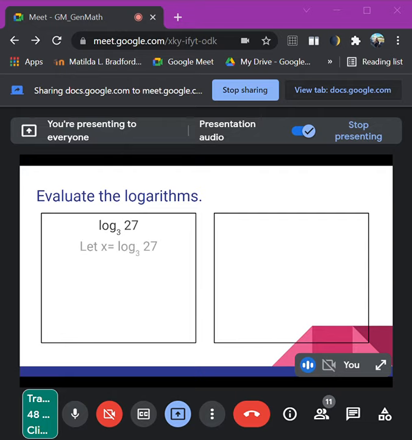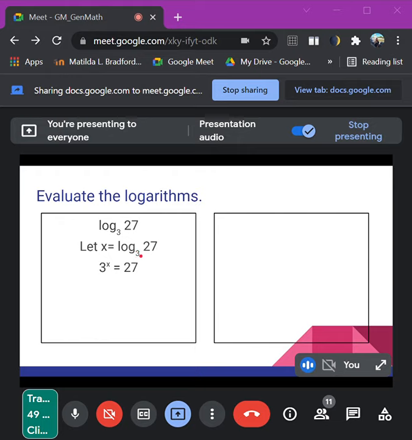In order for you to solve this one, we are going to let x is equals to the logarithm of 27 with base 3. So we have there the x. Now after you let x equal the logarithm of 27 with base 3, the next step is we're going to change that one into exponential form.